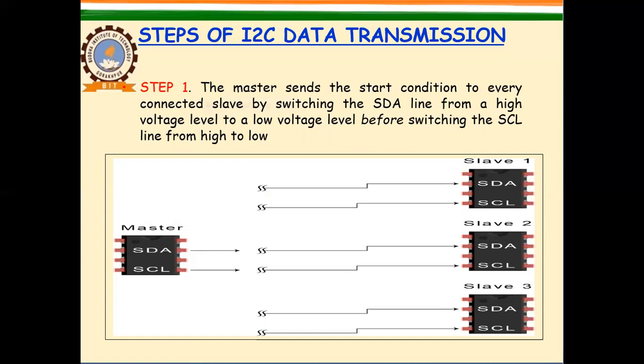By switching the SDA line from a high voltage level to a low voltage level, the master is sending the signal to all the slaves. Sending the signal on the SDA line indicates that a data transmission is now going to start. The next thing is to recognize the slave on which the data is going to be transmitted.